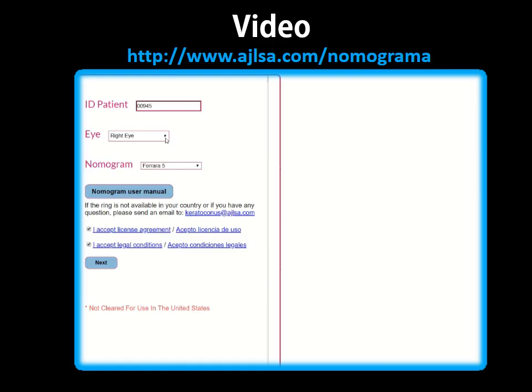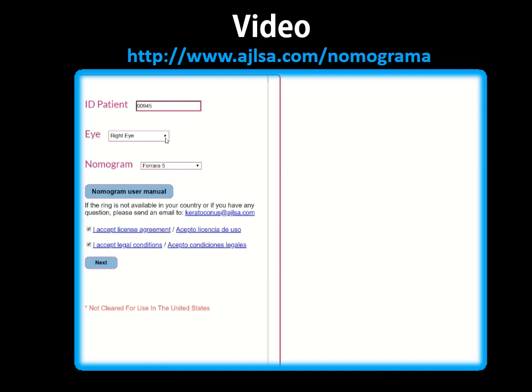This video will show us how we can choose the ICRS for the Ferrara 5th generation nomogram. This calculator is found on the ejlsa.com site. You can go through this site and write the patient ID over here, choose right or left, and choose either Ferrara 5, Ferrara 6, or Intacs SK, and you check these boxes and press next. I will show you.